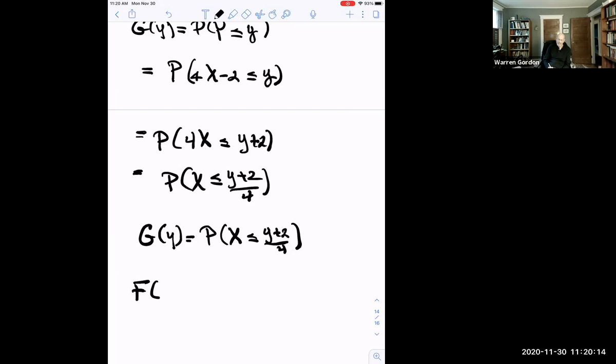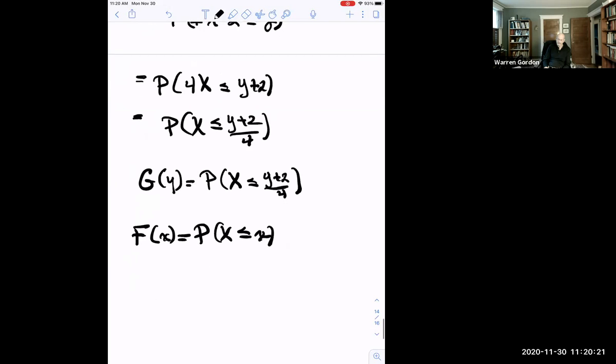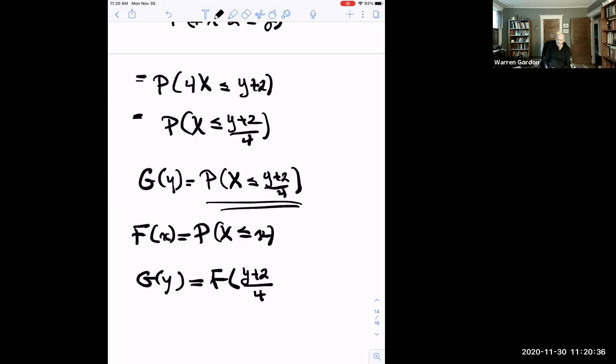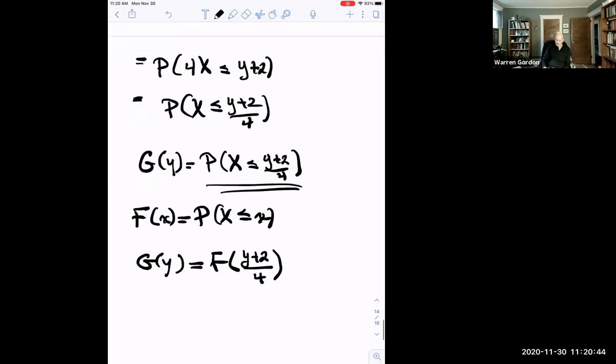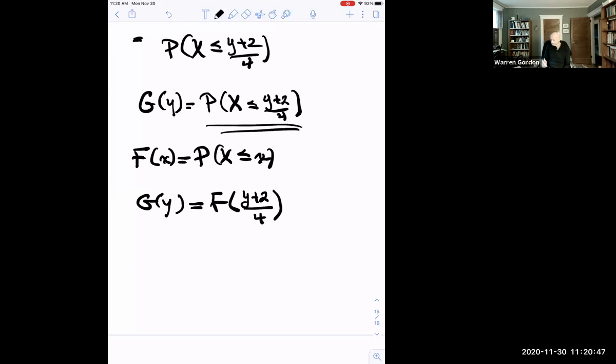Now remember, the CDF of x is defined to be the probability that x is less than or equal to little x. So we look at this, this is telling us that g of y is equal to F of y plus 2 over 4. Okay? So let's differentiate this.